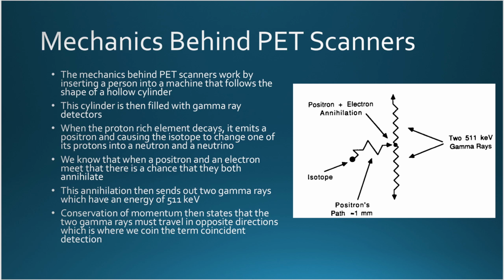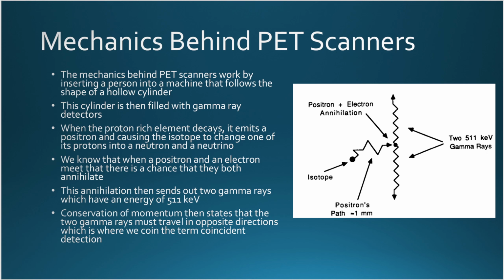I will now discuss some of the mechanics behind PET scanners. The mechanics behind PET scanners work by inserting a person into a machine that follows the shape of a hollow cylinder. The cylinder is then filled with gamma ray detectors. When the proton-rich element decays, it emits a positron, and it causes the isotope to change one of its protons into a neutron and a neutrino. We know that when a positron and an electron meet, there is a chance that they both annihilate due to modern physics.